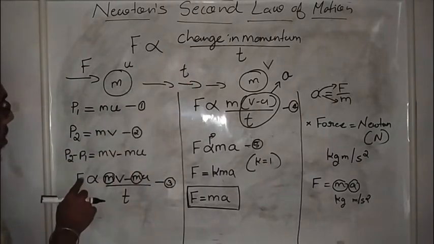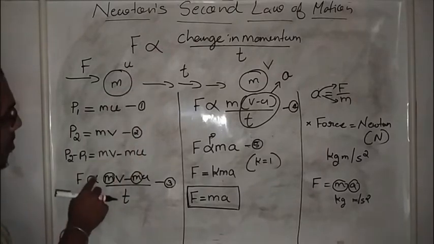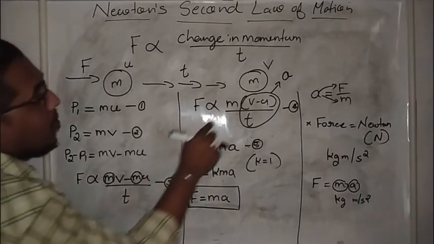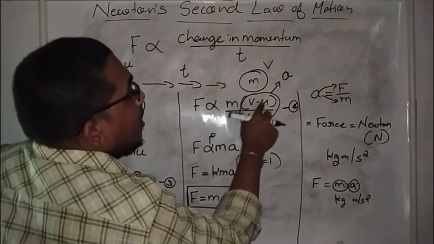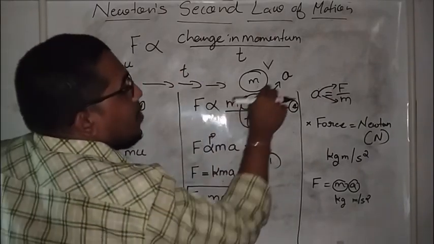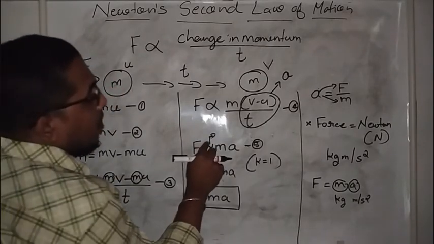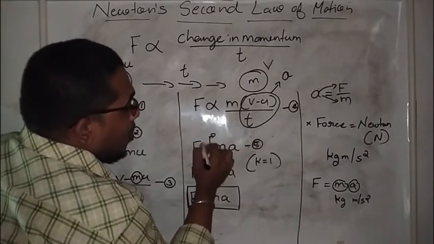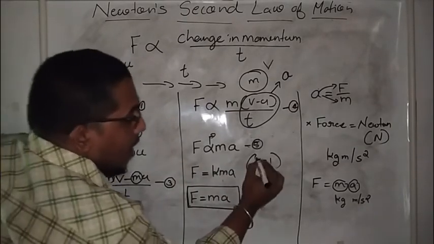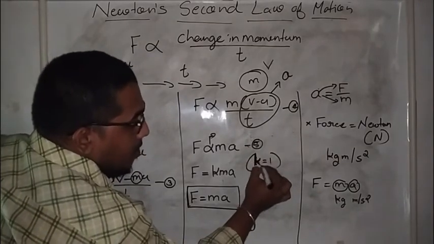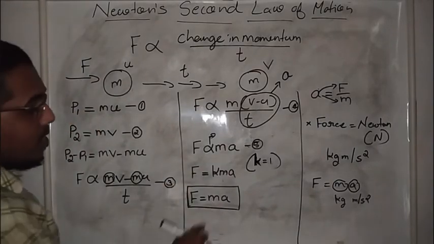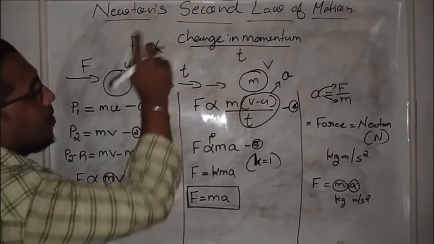So the force applied to the system is directly proportional to the change in momentum by t. Here m is common, therefore F is proportional to m into v minus u by t, and this v minus u by t, the change in velocity with time, is called acceleration. Therefore F is proportional to ma. Now we want to remove this proportionality sign. For that we used a constant called k, and the value of that k is 1 in SI unit. Therefore F is equal to kma, which becomes F is equal to ma. This is an important expression that we get from Newton's second law of motion.